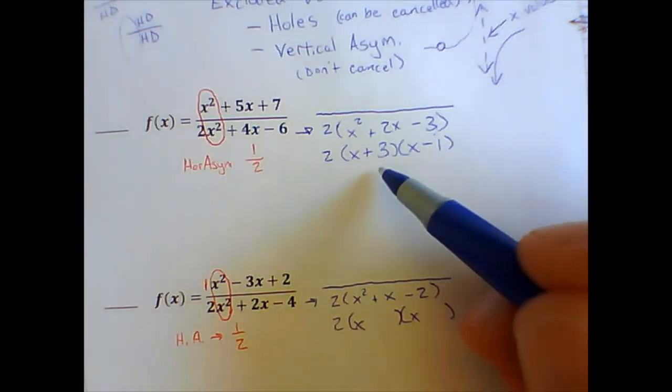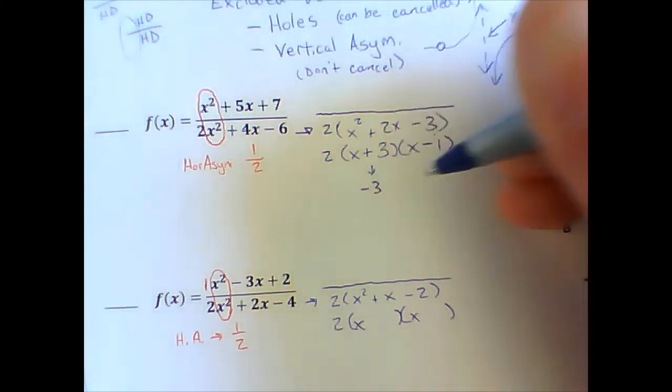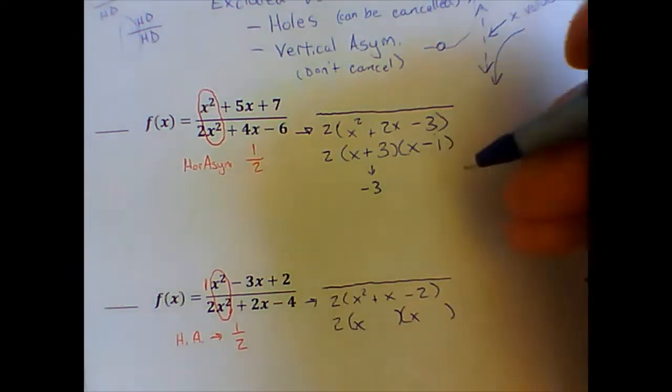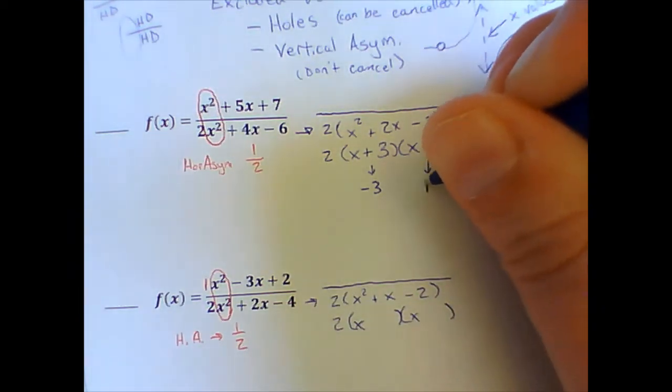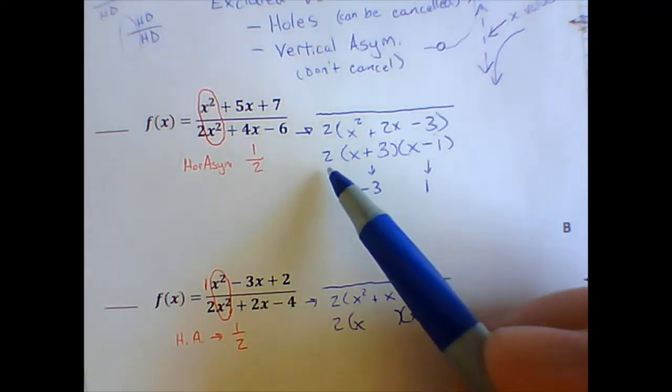Okay, so we know something is happening at negative 3. We know something is happening at positive 1. We just don't know what. We don't know if it's a hole or a vertical asymptote. We just know something is happening there.